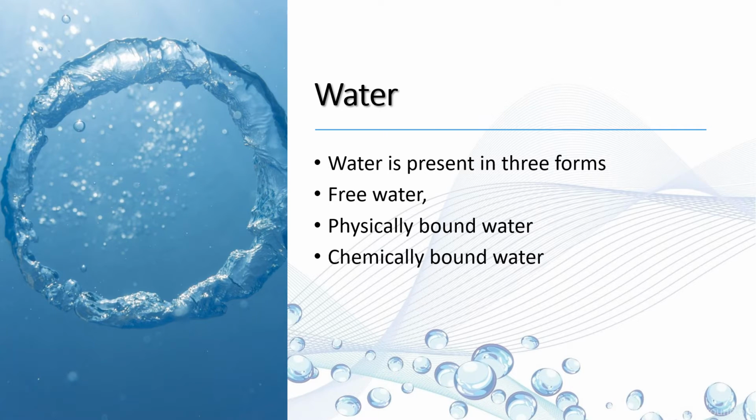Water is composed of one oxygen atom that is covalently bonded with two hydrogen atoms. A water molecule dissociates to give a proton and a hydroxyl group. Water in food is present in three forms: free water, physically bound water, and chemically bound water.